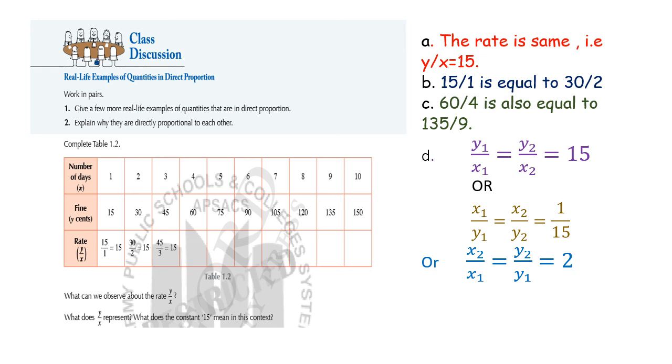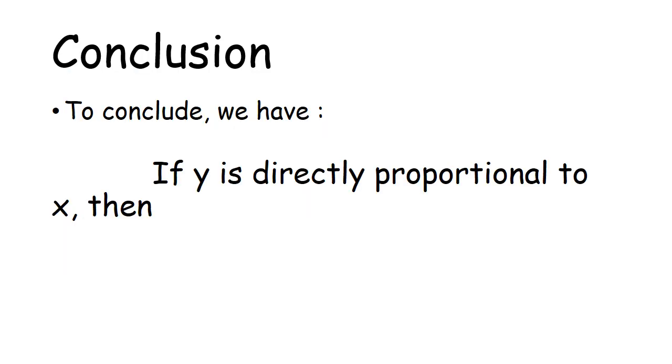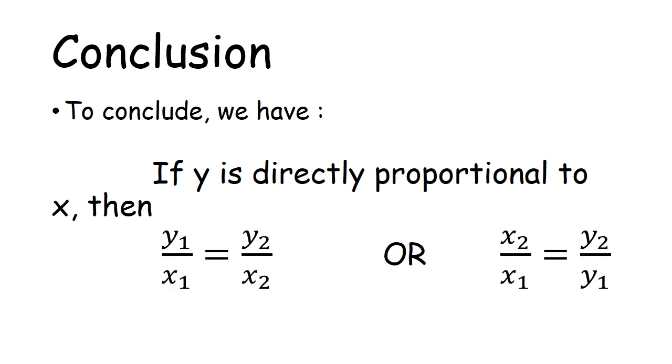So the main conclusion of this whole lesson is that if y is directly proportional to x, then y1 over x1 is equal to y2 over x2, or x2 over x1 is equal to y2 over y1.